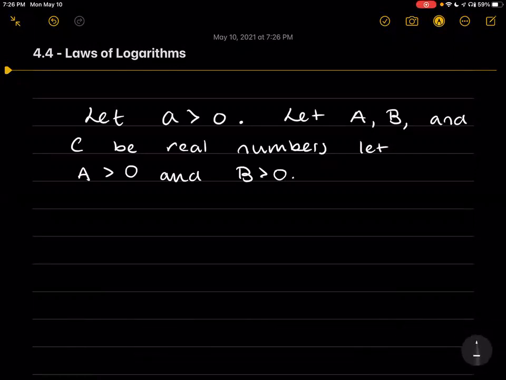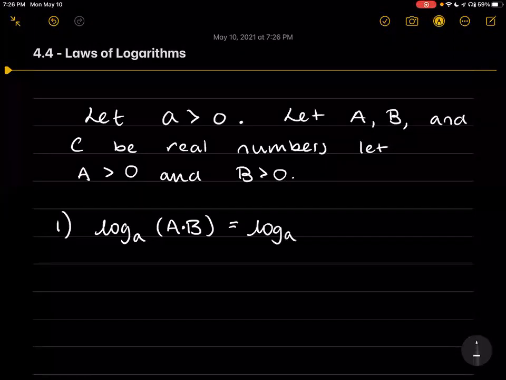So the first law says this. If you have log base a of a times b, you can rewrite this as log base a of a plus log base a of b. So multiplication inside the log becomes addition outside of it, and vice versa.